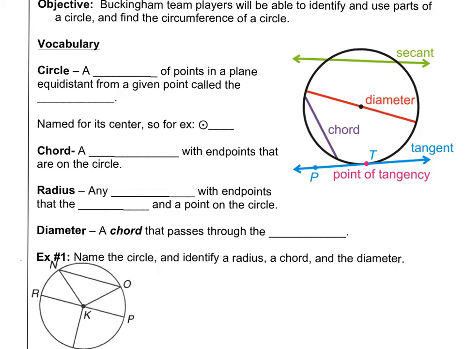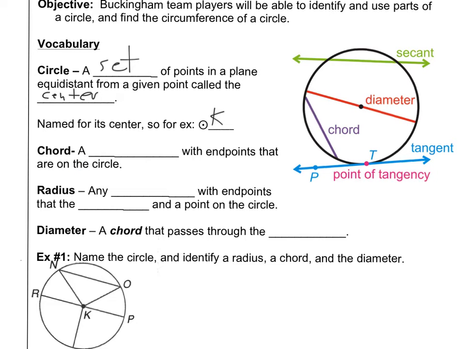So let me just go through this real quick. Circle: this is simply a set of points in a plane equidistant from a given point called the center. So here's the center. Here's all the points that are equidistant from the center, and it makes a circle. We name circles by their center. So for example, this circle down here is K, so we'd write a little circle symbol and then write K.